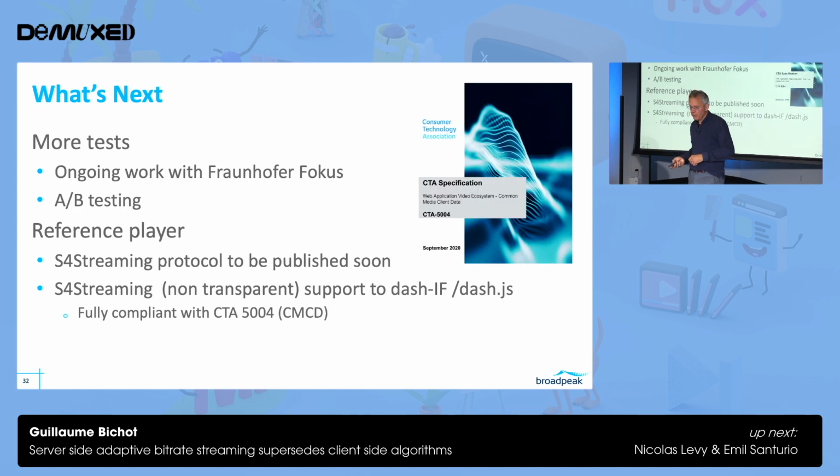So what's next? We have already started the next steps. First of all, as I explained, we are in the process of encapsulating S4S in the protocol CTA 5004, which is the protocol called CMCD. That is a set of parameters for the client, the terminal, to communicate to the server. So we're encapsulating our S4S information in that protocol, and we're going to do the same with the other protocol called CMSD, not yet published, but it's going to be published soon, I guess.